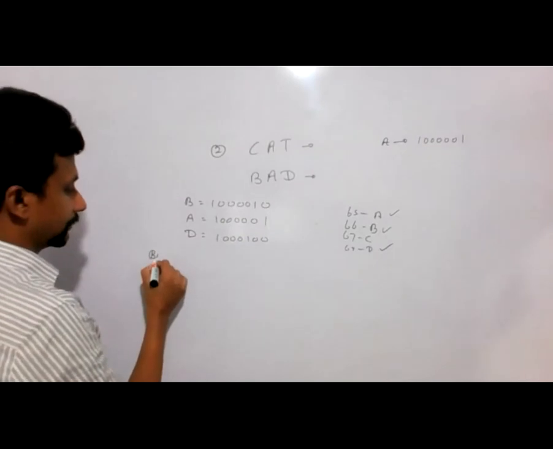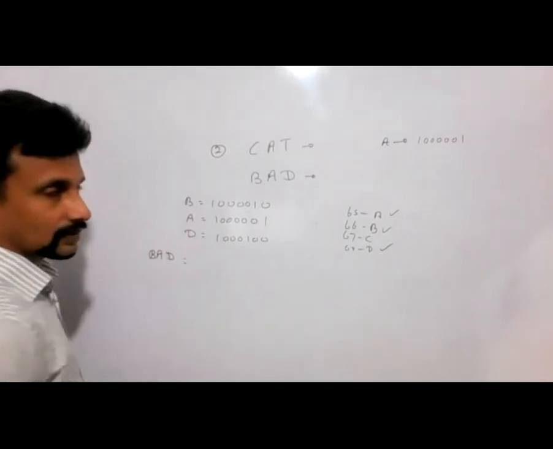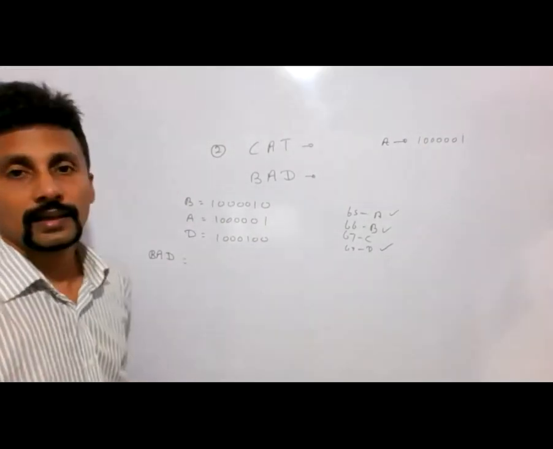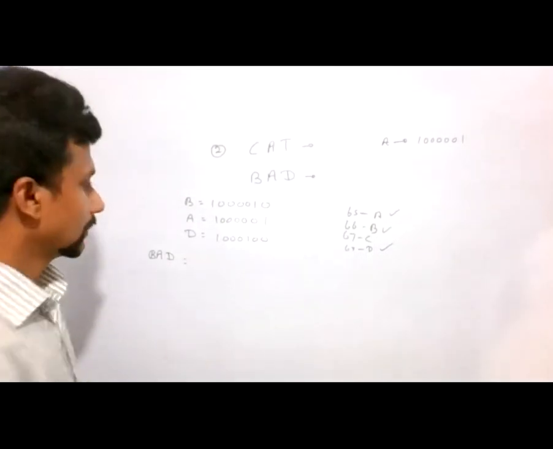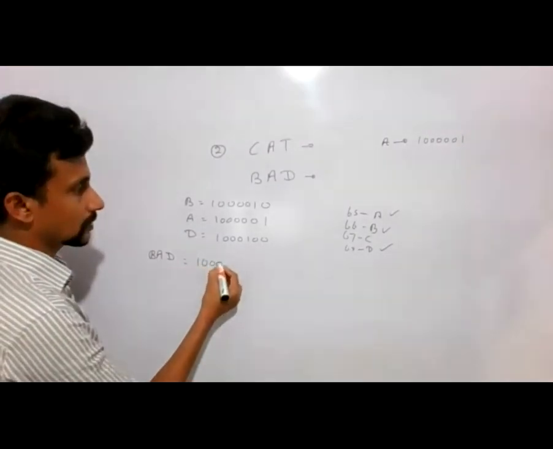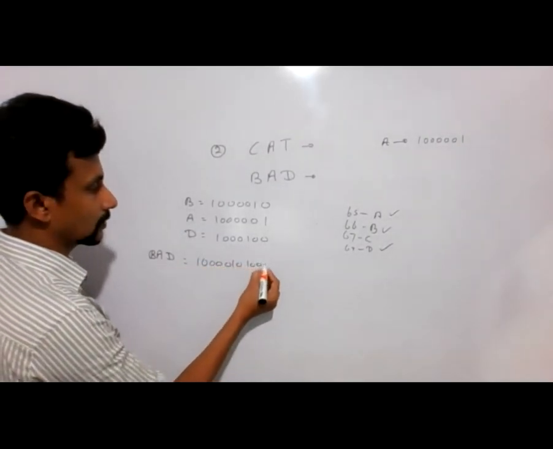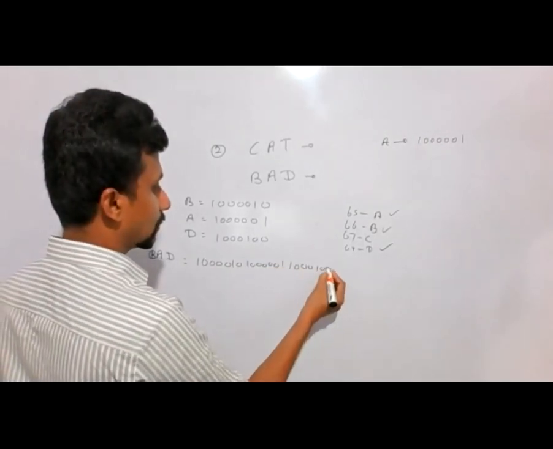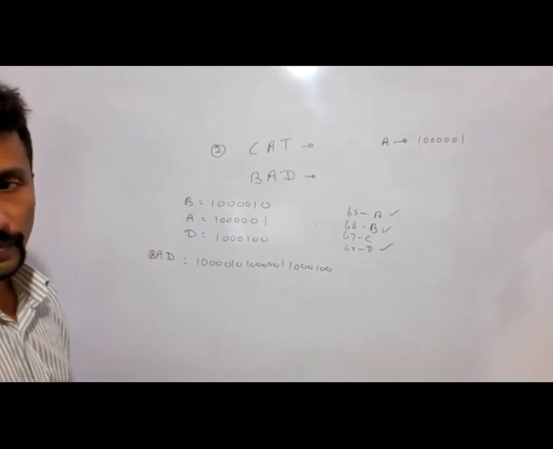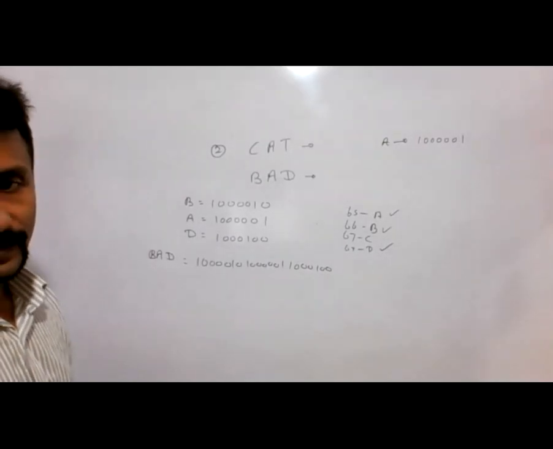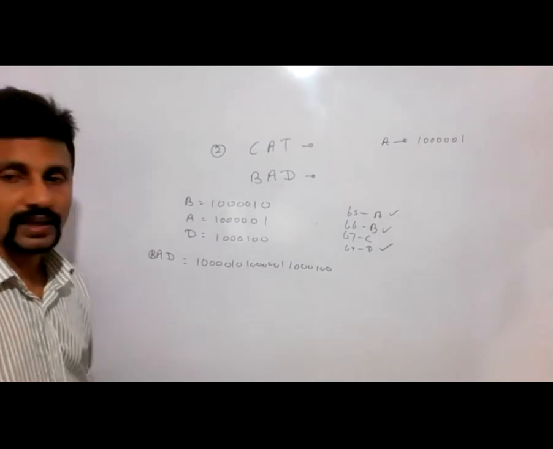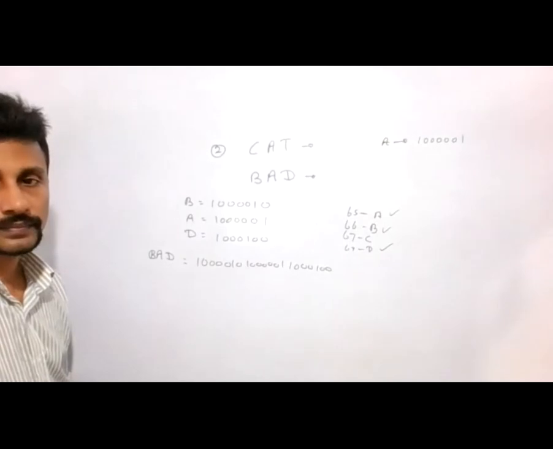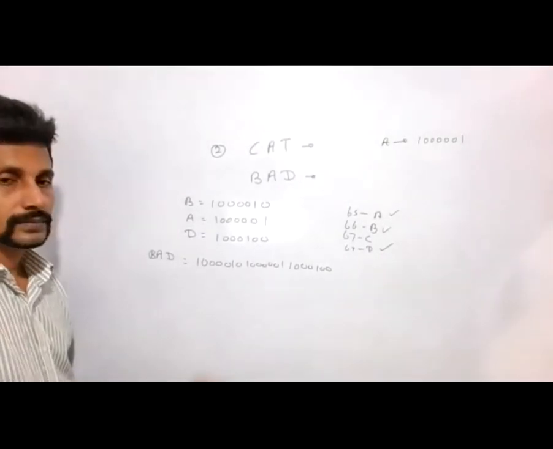Then write them together. If you can't write it at once, you can split it up like that. It doesn't matter. So I can write 1 0 0 0 0 1 0 1 0 0 0 0 0 1 1 0 0 0 1 0 0. This is your ASCII code for bad. So any word you can find out like this without any problem. Check your answers.